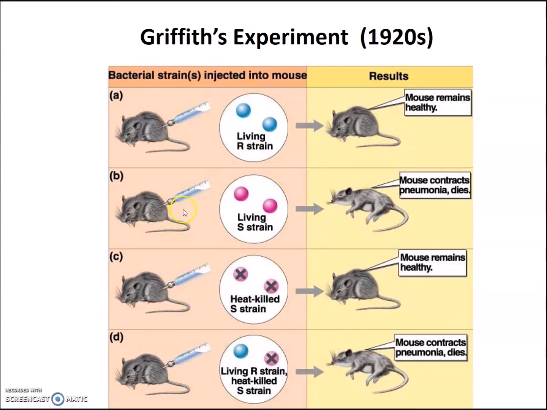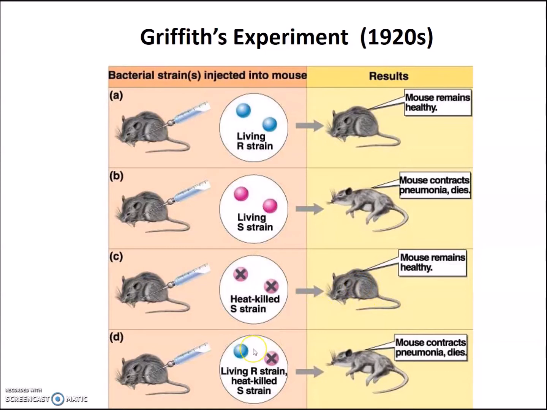Let's take the same type of mouse and inject a different strain in, the S strain, and all the mice die. Then let's take the S strain bacteria and heat them to a point of boiling where the protein or DNA or whatever the molecule of inheritance was would not be effective anymore. Inject the heat killed S strain into the mouse, and the mouse survives.